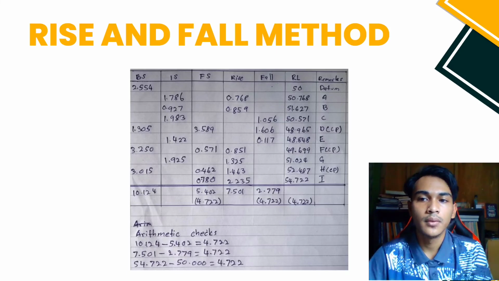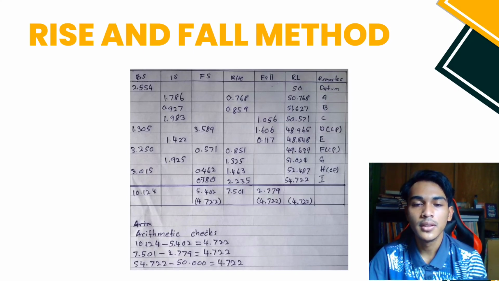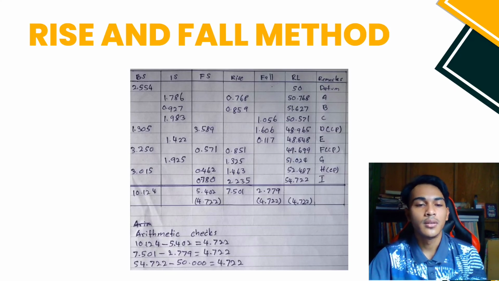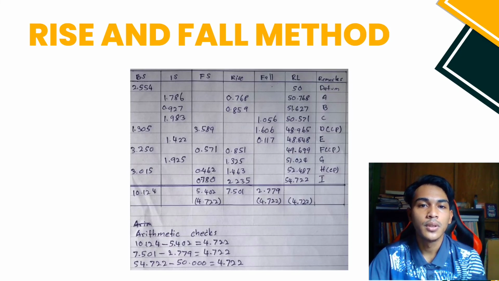2.235. Now, if we want to find the reduced level, from the value of the datum, we plus the rise and minus the fall, and the last value we get is 54.722. Now for the arithmetic check, total backsight minus total foresight, we will get 4.722, and my total rise minus total fall, we will get 4.722 also.